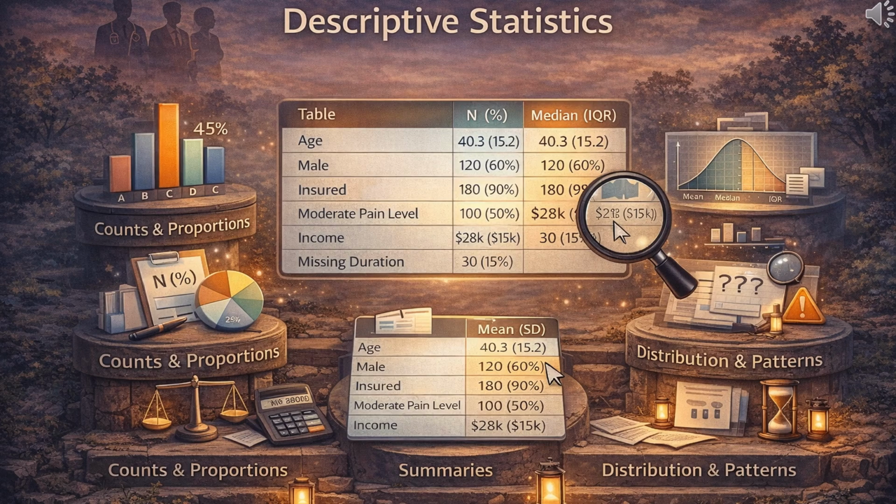A common pitfall is accidental denominator drift, where numerators are stratified but denominators are not, creating subgroup rates that are not true rates.